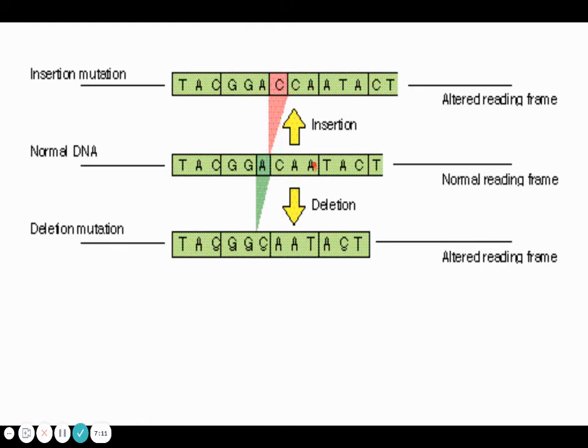So instead of the amino acid being CAA, it's going to be CCA that we're going to code for eventually. ATA, it was TAC. So you altered it this way. When we deleted it, we shifted it this way. So now we've shifted this from GGA to GGC.